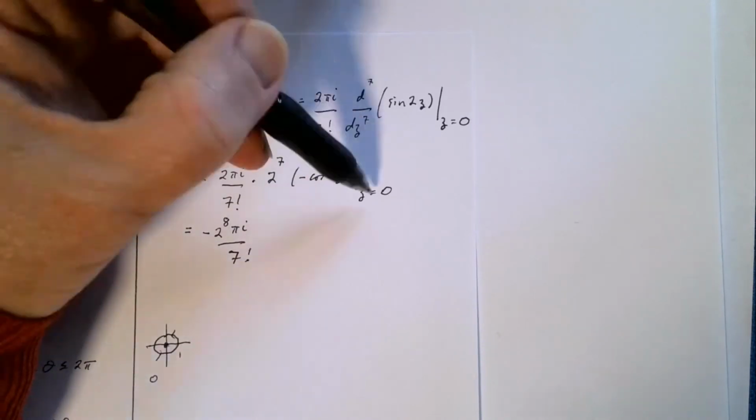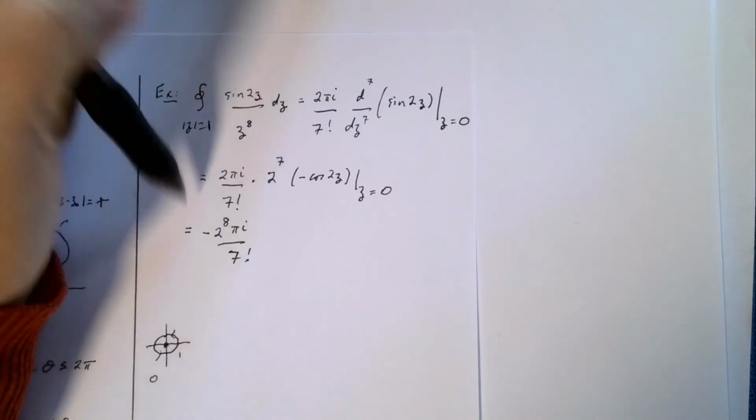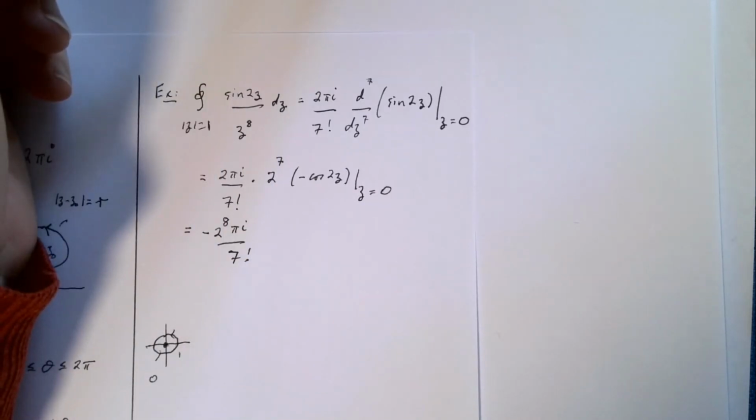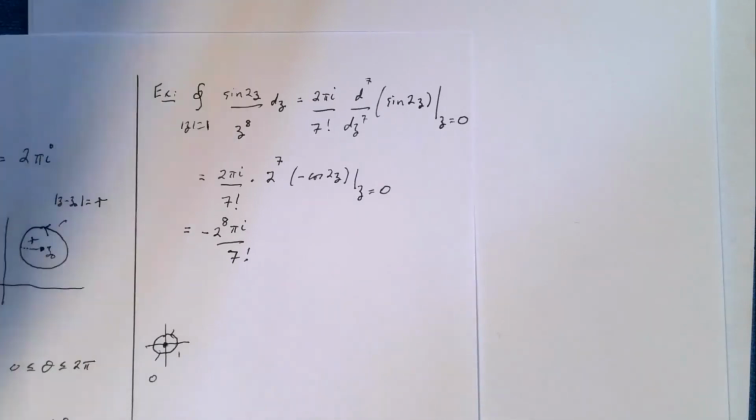Now you put z as 0 in, cos of 0 is 1, and I just end up with this expression here, minus 2 to the 8th i pi on 7 factorial. So you can do lots more different sorts of integrals using Cauchy integral formula and the generalized version of that.